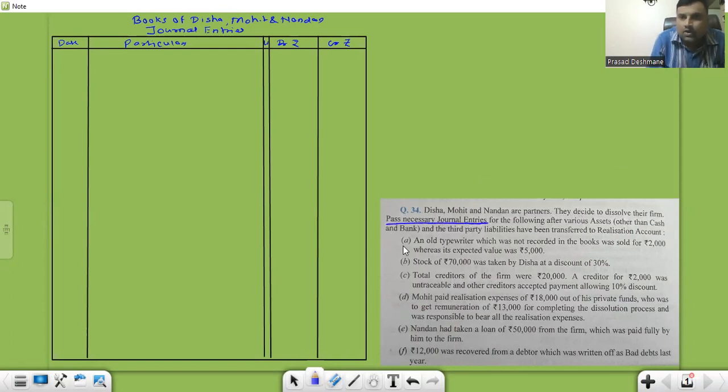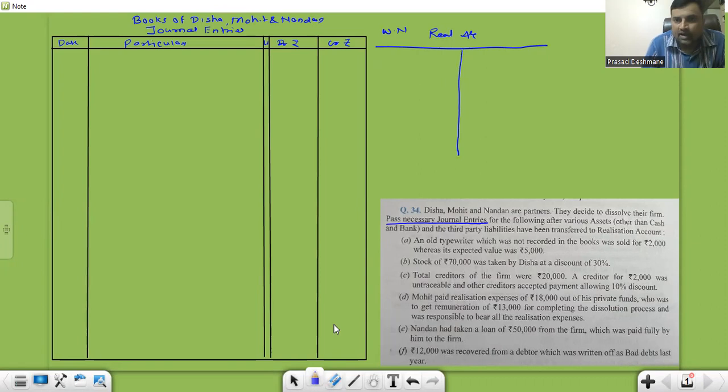journal entries for the following adjustments, after various assets other than cash and bank and third party liability have been transferred to realization account. Okay, that doesn't matter. They're asking for journal entries for the following adjustments. So one by one we'll do. While doing the journal entry, we need to keep the realization account in mind. And in the working note, I'll just make one realization account here in a rough.